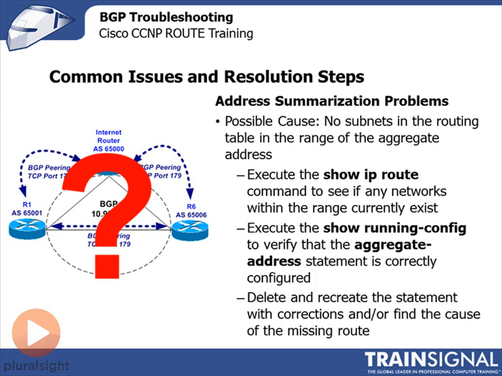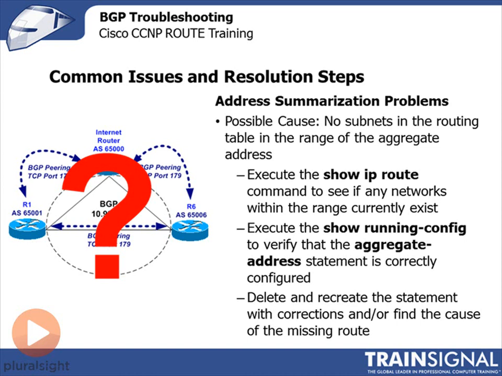In terms of address summarization problems, the most common cause for an aggregate not being advertised is that no part of the IP address range within the aggregate exists already in the routing table. The easiest way to determine that is to do show ip route and see if any networks within that range currently exist. I keep going back to the example of the ISP I work for.